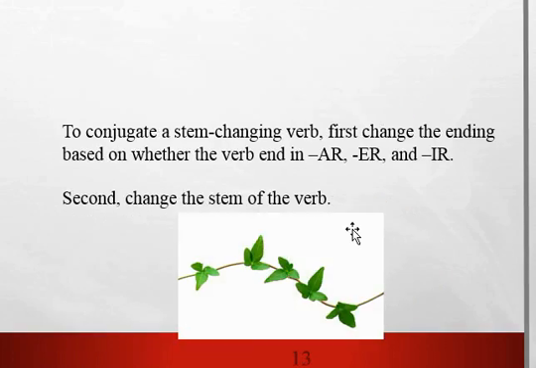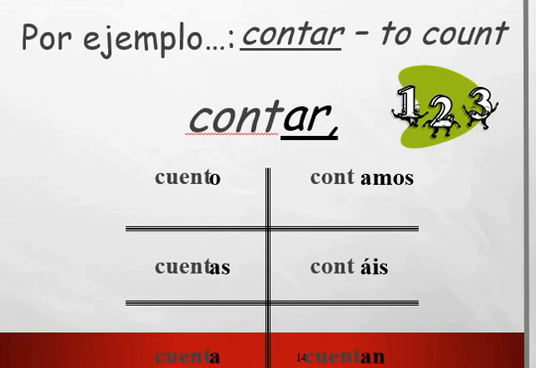So, just like with the E to IE stem-changing verbs, first you'll change your ending, the AR, ER, or IR, to match who's doing the action, and then second you change the beginning portion of the verb, or the stem. So here's an example of an O to UE stem-changing verb. This is the verb to count, and it can also mean to tell, depending on the context of the sentence that you use it in.